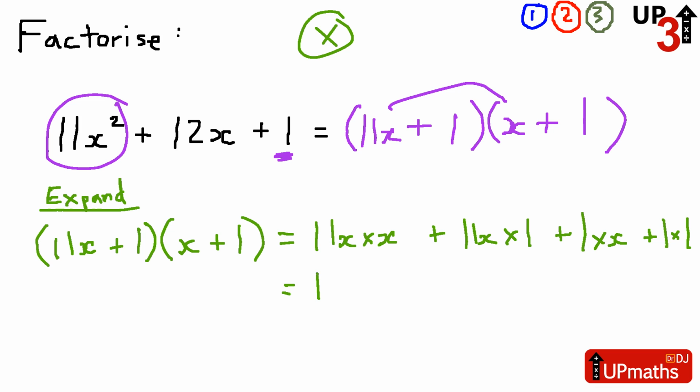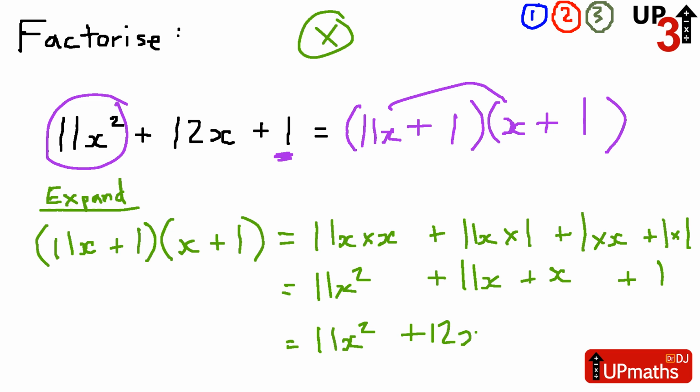11x times x, that's 11x squared. 11x times 1, that's 11x. 1 times x, that's x. And 1 times 1, that's 1, which means we can simplify to 11x squared plus 12x plus 1.